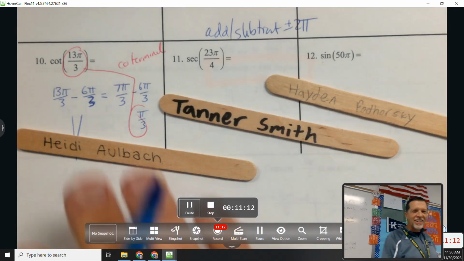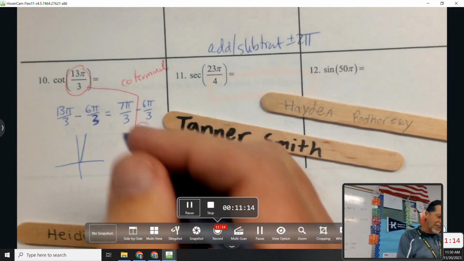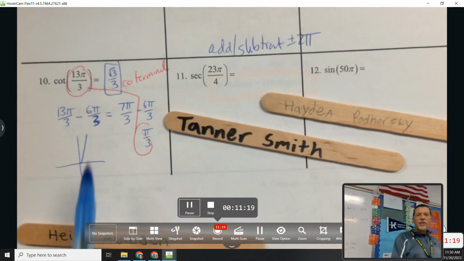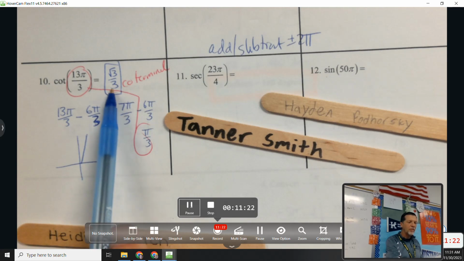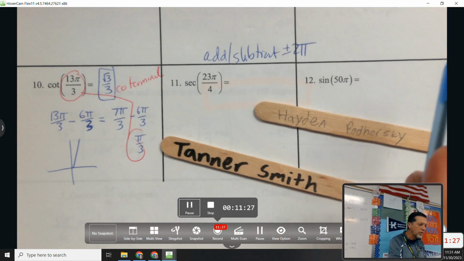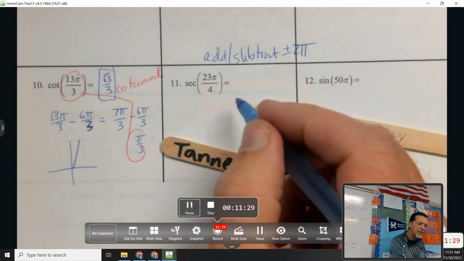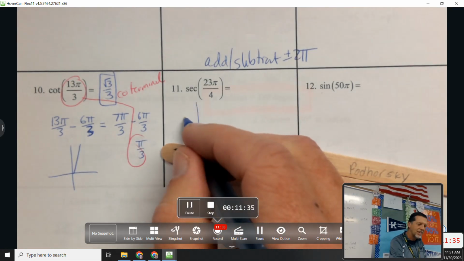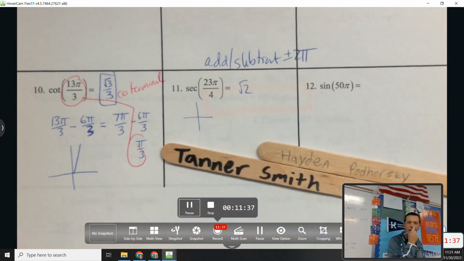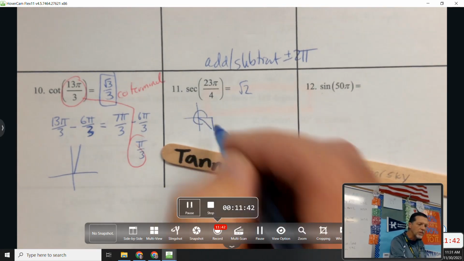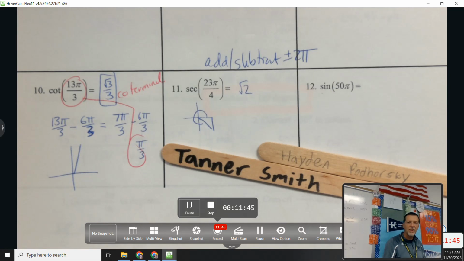What about the cotangent of 13 pi over 3? Root 3 over 3. I like that answer. First quadrant, so it's got to be positive. Flip the tangent. Yes, root 3 over 3. Tanner, secant of 23 pi over 4. What'd you get for that? Square root 2. I like that answer. It ends up being in the fourth quadrant. In the middle, you flip the cosine, and you get root 2. Yes.